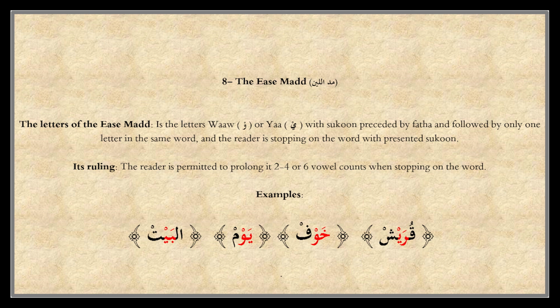For example, فليعبدوا رب هذا البيت. This is 2. You can do 4, بيت, or you can do 6, فليعبدوا رب هذا البيت. So you can do 2, 4 or 6. We're going to carry on.